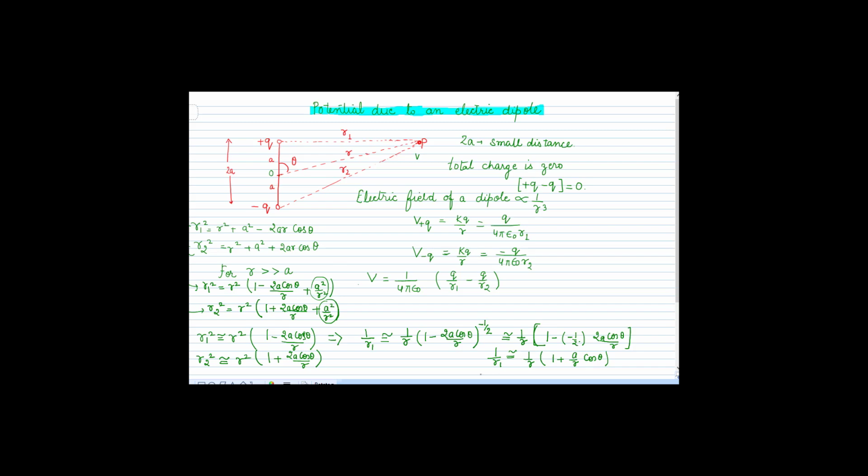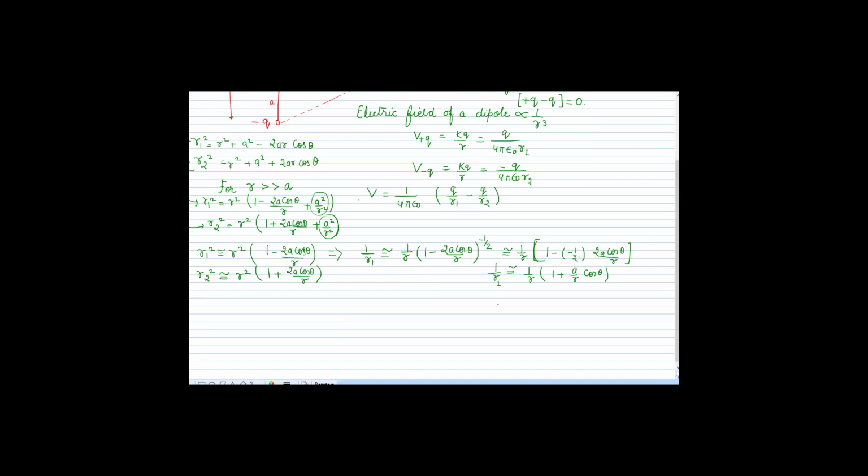And similarly, the value of 1 upon r2 is approximately equal to 1 upon r, 1 minus a upon r cos theta. Now we have the value of 1 upon r1 and 1 upon r2. So let us put these two values in this equation of electrostatic potential.